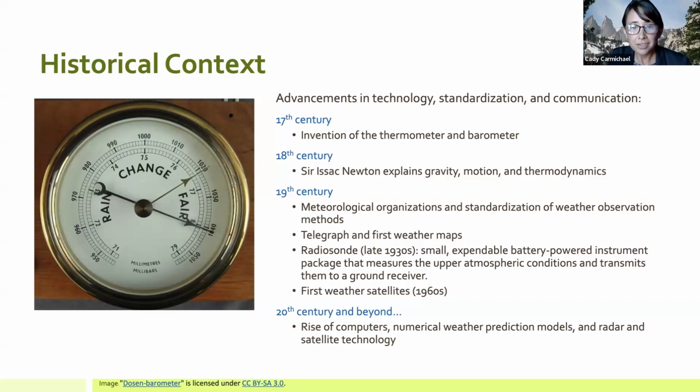Then getting into the 18th century, you have Sir Isaac Newton, and he publishes his theories on gravity, on motion, and on thermodynamics. And these principles were essential in guiding the science of meteorology into the modern age. Scientists were now able to use those theories to predict things like pressure systems.